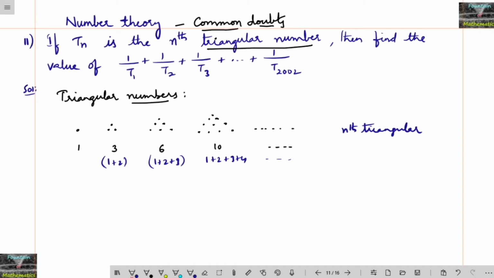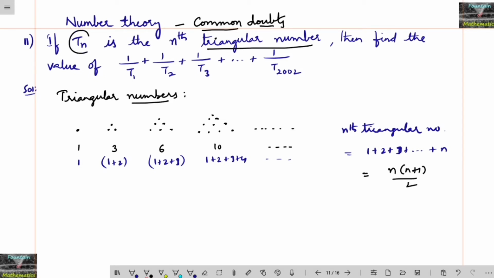So what could it be? The first triangular number is 1, the sum of 1 natural number. The second triangular number is the sum of 2 natural numbers. The third triangular number is the sum of 3 natural numbers, and so on. The nth triangular number is nothing but the sum of n natural numbers, that is 1 plus 2 plus 3 plus and so on to n, which equals n into n plus 1 by 2.